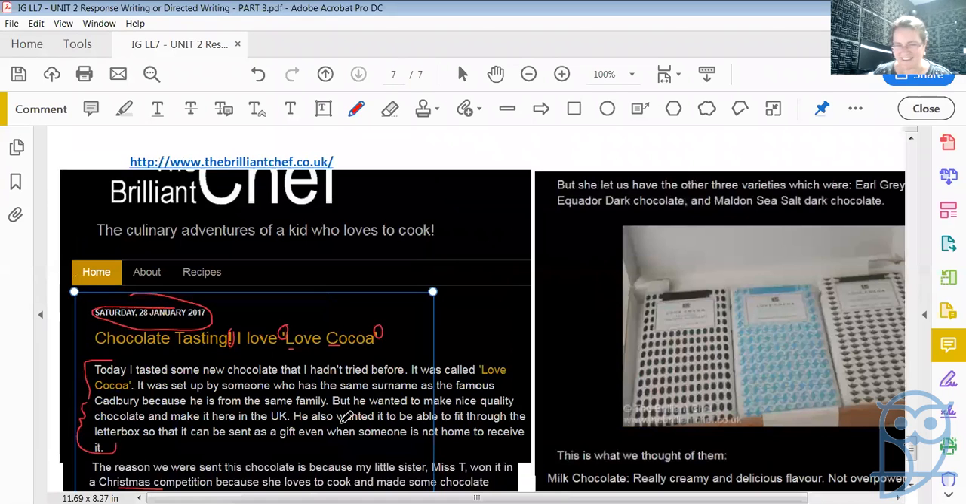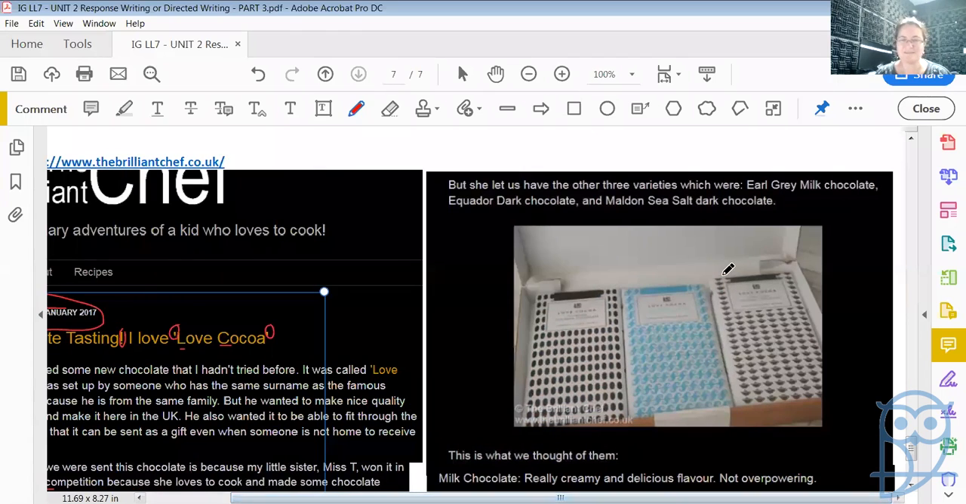Yeah, it's almost as if they've been given a few sort of hints and tips as to what to write, or somebody crafted it in a way. You're absolutely right. It's able to fit through the letterbox so that it can be sent as a gift when someone is not home to receive it. I mean, this is really trying to promote what this company is trying to do. So I do think they've had a bit of sort of coaching or something there.